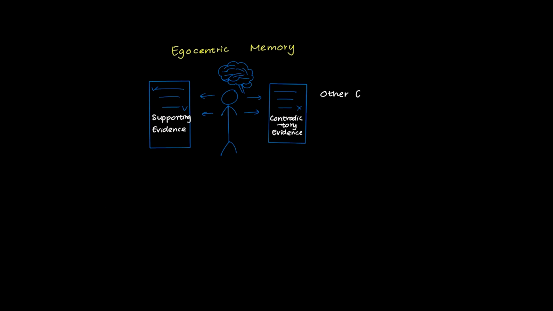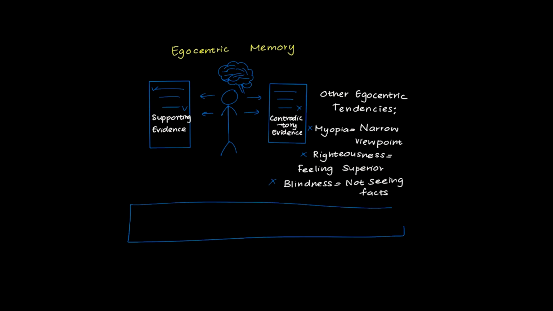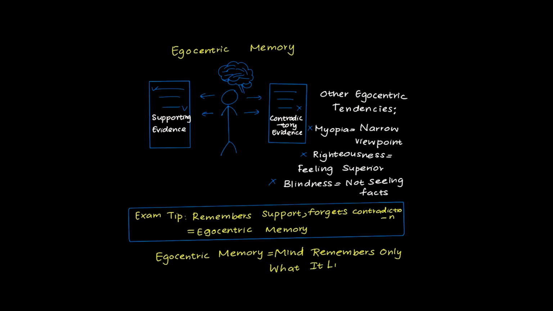Egocentric myopia is different. That's adopting an overly narrow viewpoint and thinking in absolutes. Egocentric righteousness involves feeling superior because you possess the truth. Egocentric blindness means not seeing contradictory facts at all, whereas egocentric memory is about selectively remembering. Here's a WGU D265 OA exam tip for you. When someone remembers supporting evidence but forgets contradictory evidence, that's egocentric memory. Quick recall hook, egocentric memory = mine remembers only what it likes.